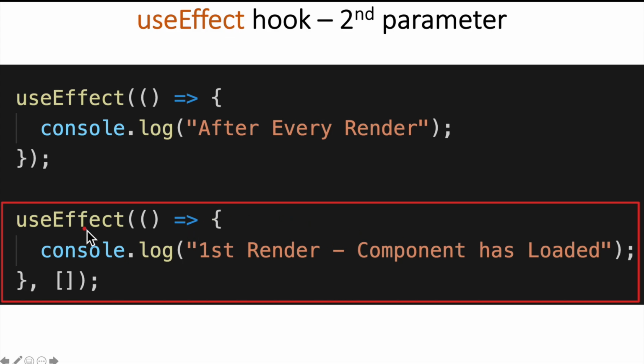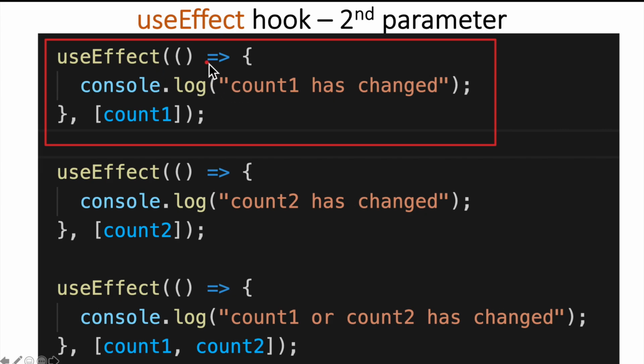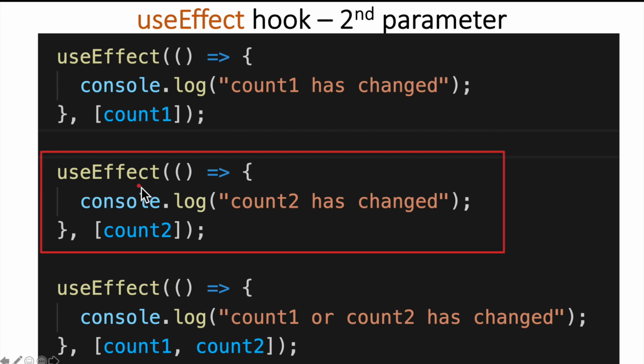In this example, this useEffect call is taking in two parameters. The first parameter is a callback, and the second parameter is an empty array over here. An empty array indicates that we want this callback to run when the component loads. And this useEffect call takes in the first parameter, which is a callback, and the second parameter, which is an array, which has a variable count1. So the callback will be run whenever the component loads, and the callback will also run when count1 changes. Similarly, in this useEffect call, the callback will run whenever the component loads, and it will also run when count2 changes.